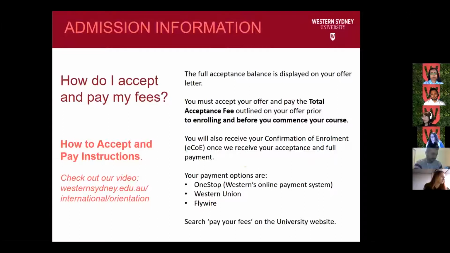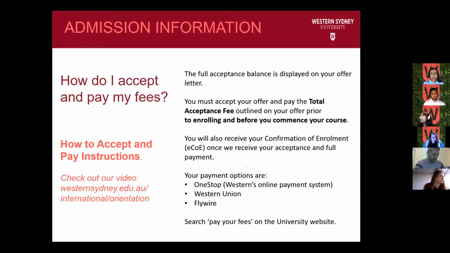Now, we have questions about how do I accept and pay my fees? There are still a lot of students out there that are yet to accept their offer. Again, you cannot enroll unless you've accepted and paid your fees. So as I mentioned, the full acceptance balance is displayed on your offer letter. You must accept your offer and pay the total acceptance fee before enrolling and before commencing your course. You will also receive your confirmation of enrolment once we receive your acceptance and full payment.